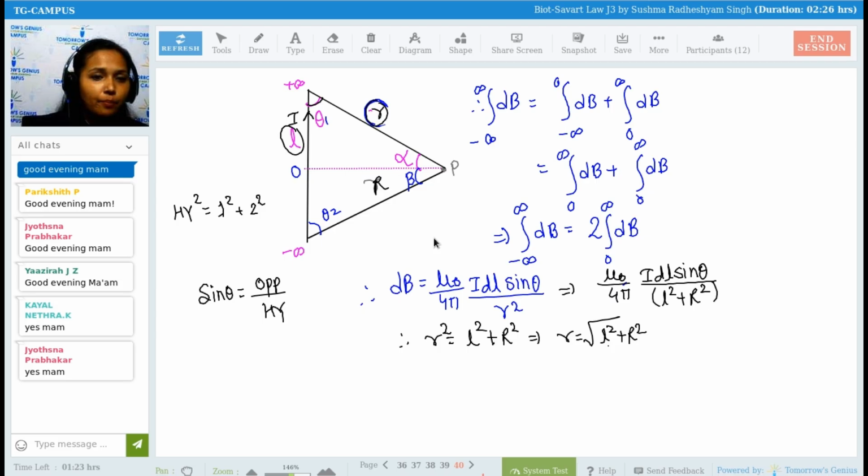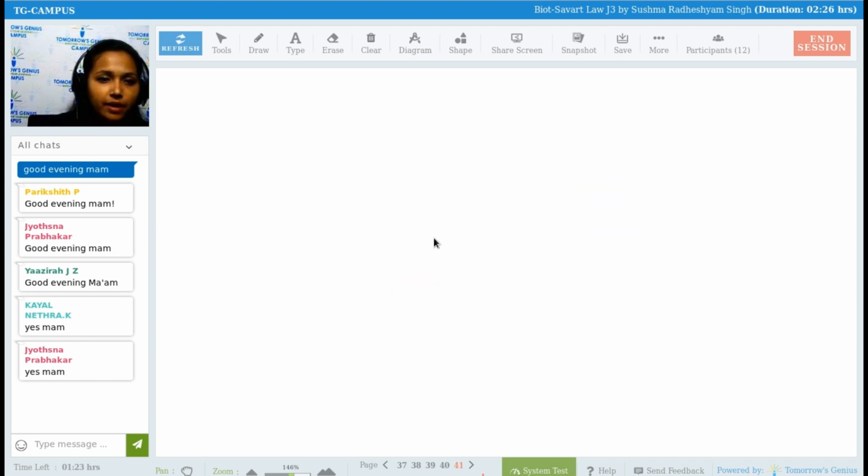Very good. So what is your opposite? If this is your theta, very good, capital R, and hypotenuse is small r. So sine theta is equal to capital R by small r. What is the small r value? It is under root of L square plus R square. So put this equation 2 in equation 1. If I put equation 2 in equation 1, I simply get dB is equal to mu naught over 4 pi I dl sine theta over r square.